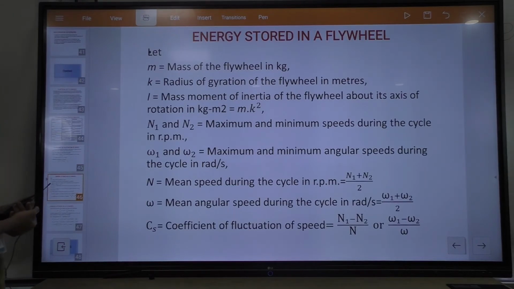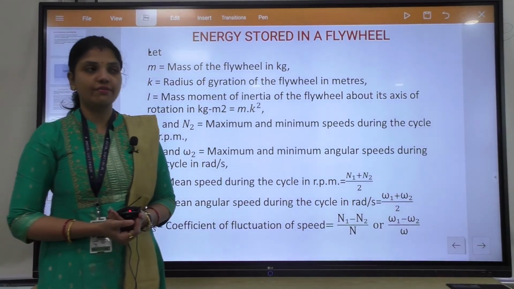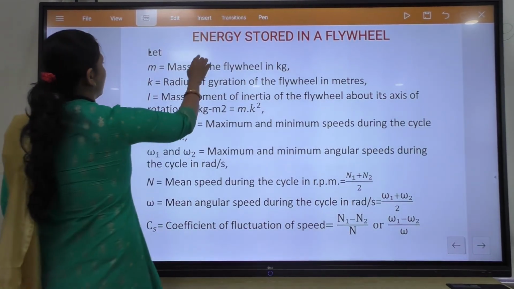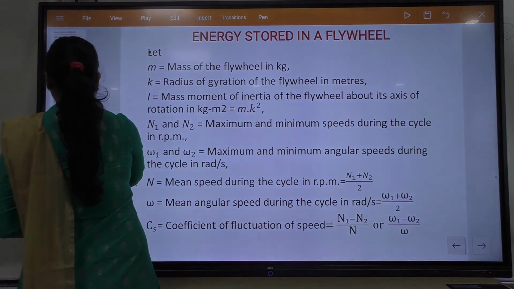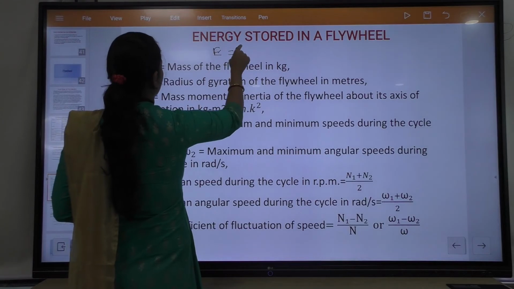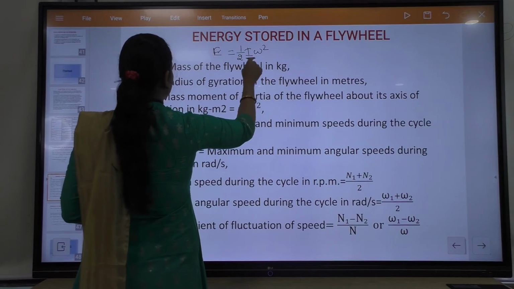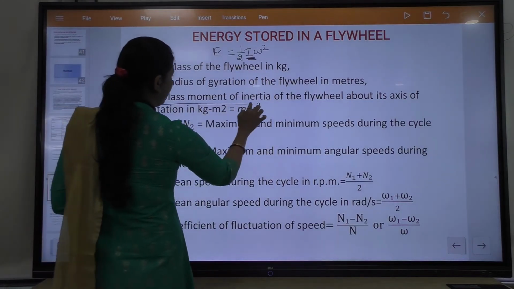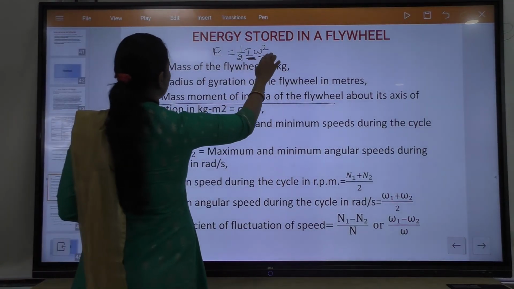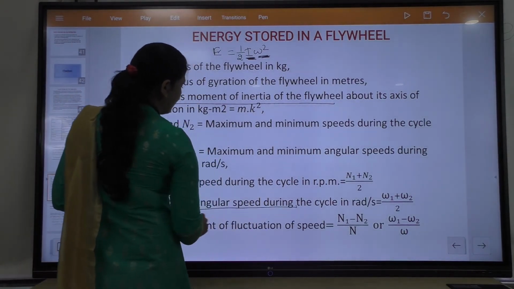Now come to what is the value of energy stored in the flywheel. So, the energy stored in the flywheel or the kinetic energy stored in the flywheel equals to, we can write the mean kinetic energy, that is E equals to half into I omega square. So, what is this I? I is your mass moment of inertia of the flywheel about the axis of rotation. And what is this omega? Omega is the mean speed or the mean angular speed during the cycle.